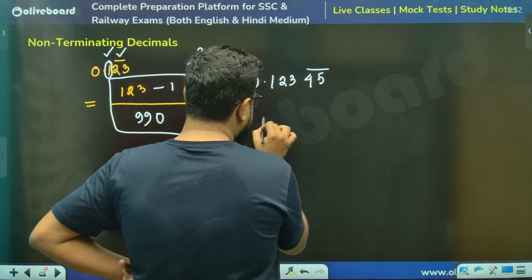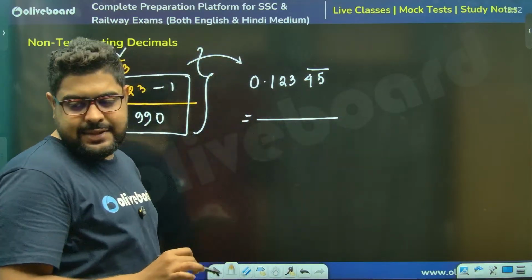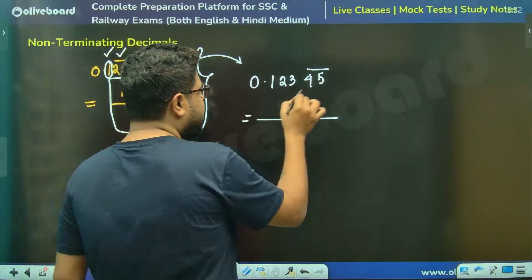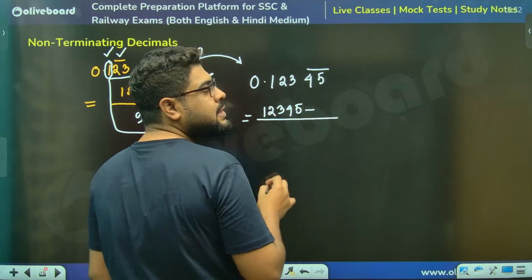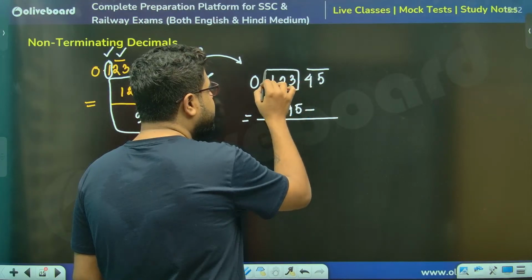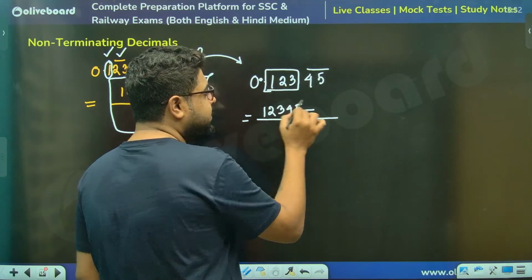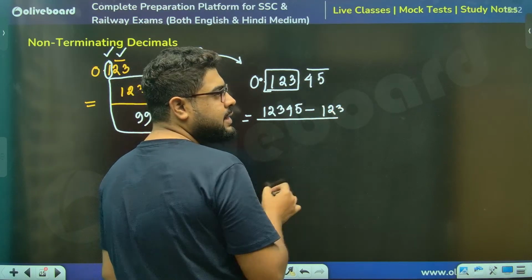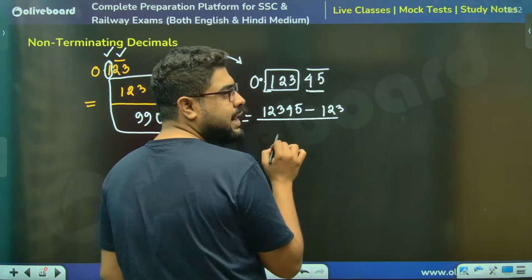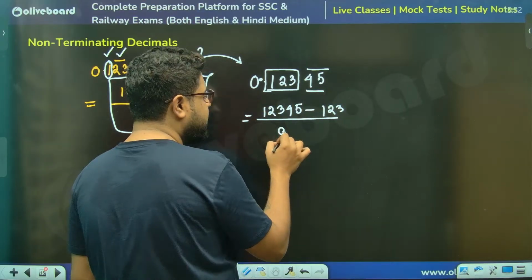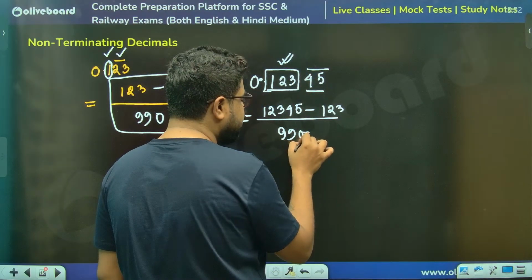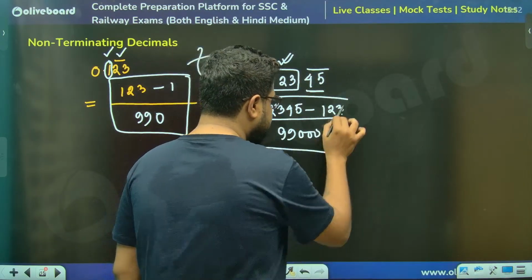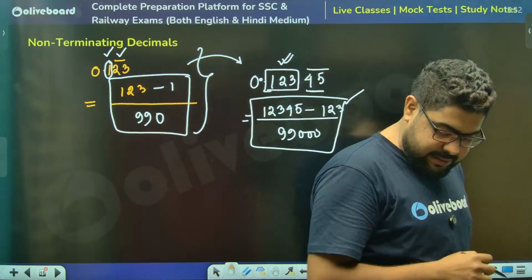Now you guys tell me 1, 2, 3, 4, 5 with a bar on the last two digits. What is the answer for this? Write down whatever it is, 12345, minus the portion that does not have a bar, 123, subtract it. Divided by, two digits are having the bar on top, so 2 nines; 3 digits are not having any bar on top, so put 3 zeros. That is going to be your answer.